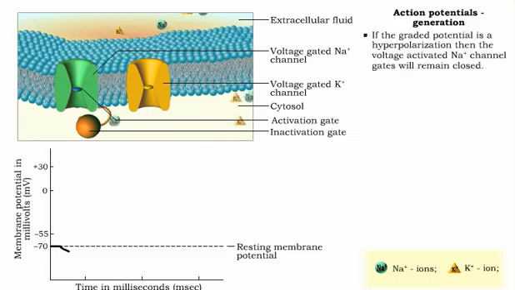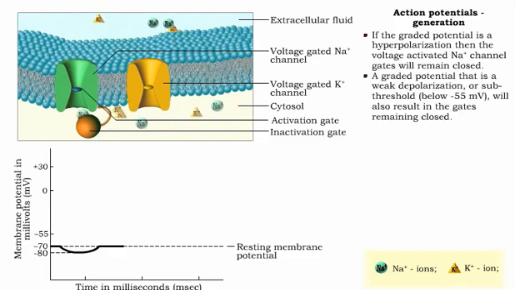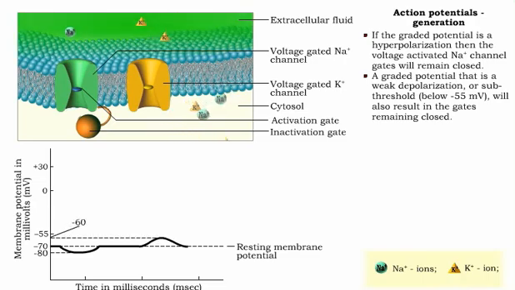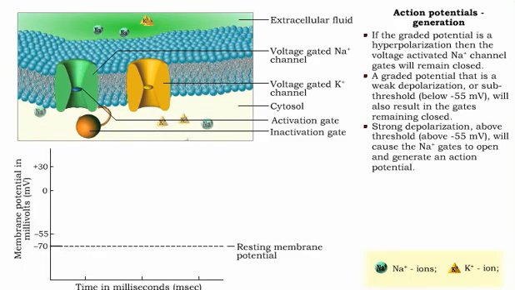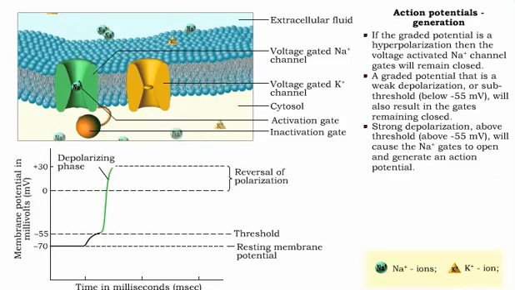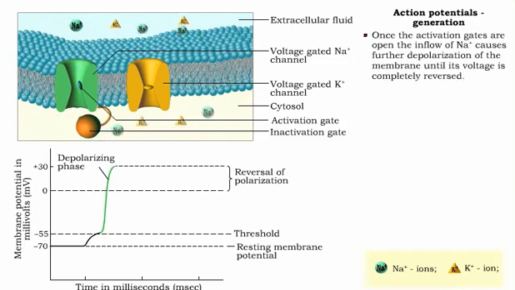The voltage-gated sodium channels will not open if the graded potentials are hyperpolarizations. Weak or subthreshold depolarizations will not open voltage-gated sodium channels. Only an above-threshold depolarization will open the voltage-gated sodium channels that generate an action potential. Depolarization of the membrane will continue until the charge, or polarity, is reversed.